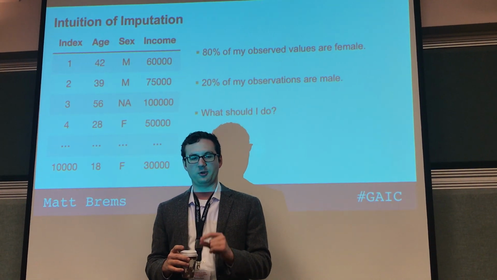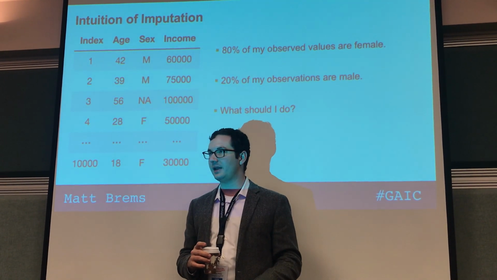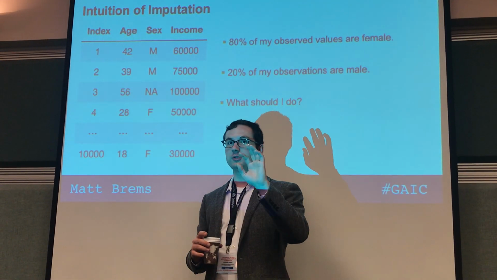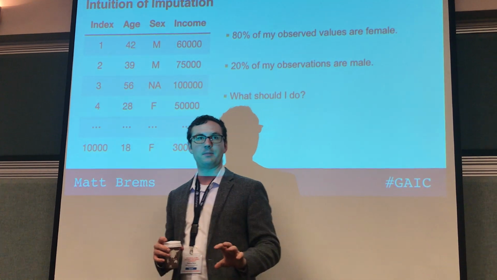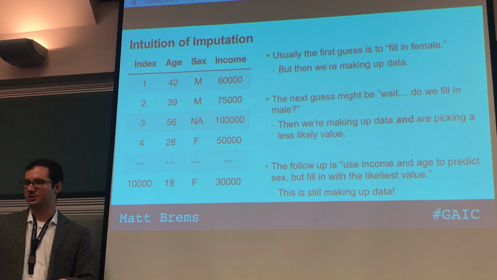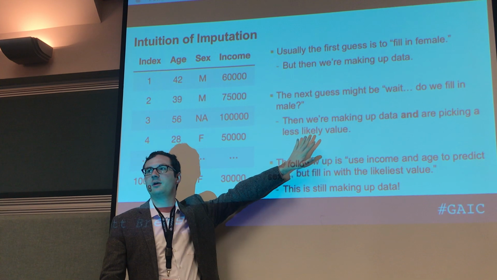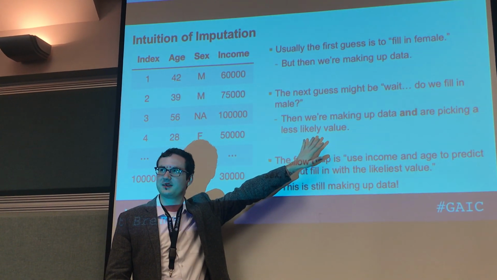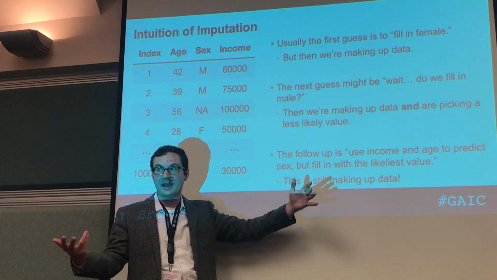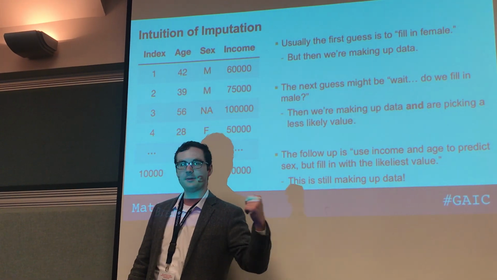So I want to impress this point upon you. Anytime we take data and we plug in one value for that data, we are making up data. No matter whether we use a model to predict it or we just use the mean to predict it, we're making that data up. So that is something that we cannot do, or I'll say that's something that we should not do. So usually we guess, fill in female, but we're making up data. Do we fill in male? No, because we're making up data and it's probably a less likely value. Maybe we use income and age to predict sex and fill in the likeliest value. Maybe we add a random error to it, like the stochastic regression imputation. But at that point, we're still making up data.